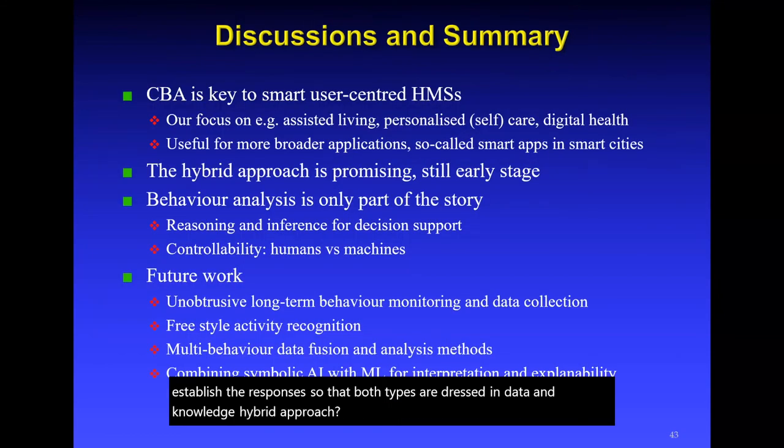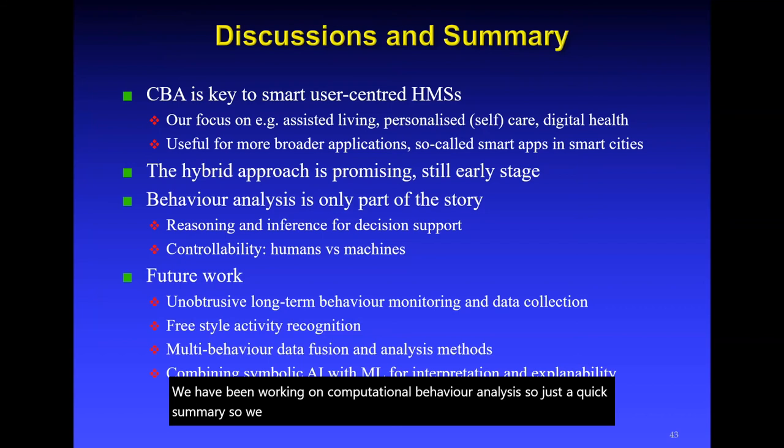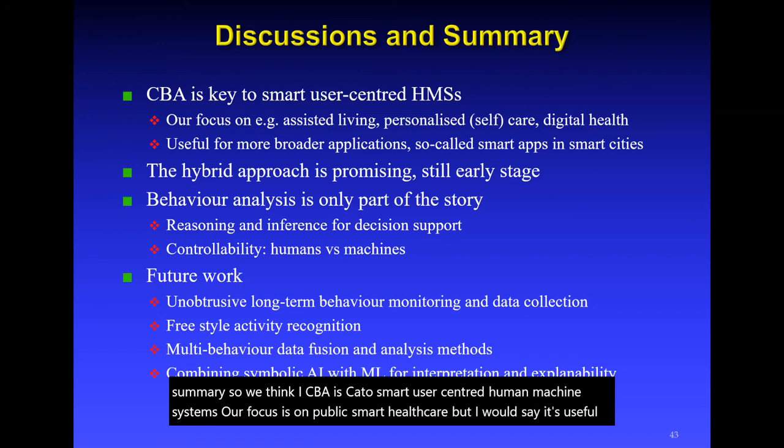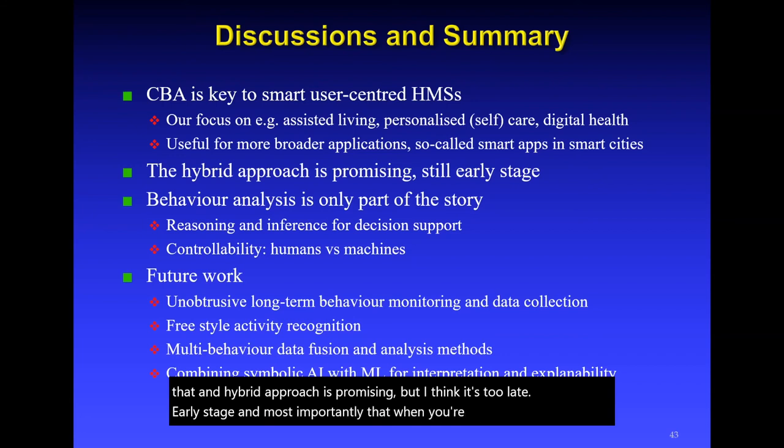So I think roughly that's what we have been working on in computational behavior analysis. Just a quick summary. We think CBA is key to smart user-centered human-machine systems. Our focus is probably on smart healthcare, but I would say it's useful for broader applications, so-called smart applications in smart cities. The hybrid approach is promising, but I think it's still at an early stage. And most importantly, when you recognize activity, that is only the first step. It's not the whole story.